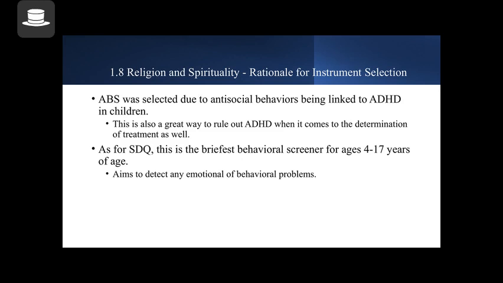As for the Strengths and Difficulties Questionnaire, this is the briefest behavioral screener, and it goes for ages 4 through 17 years of age. And it also is useful when it comes to detecting any emotional or behavioral problems.